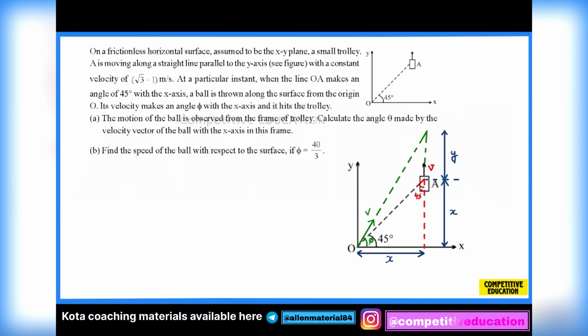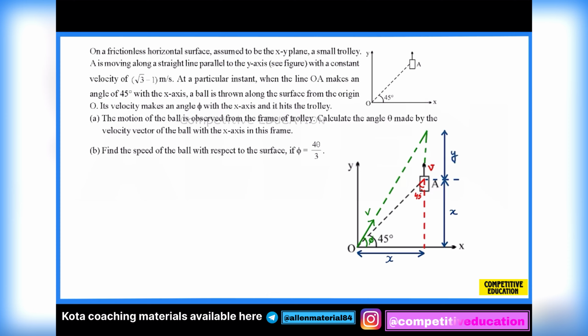At a particular instant when OA is making an angle of 45 degrees with the x-axis, a ball is thrown from point O in order to hit this trolley. The angle made by the velocity vector of the ball is given as phi with the x-axis.